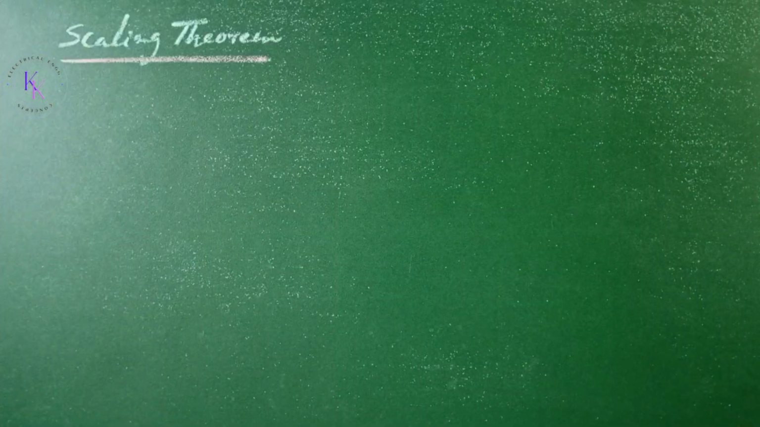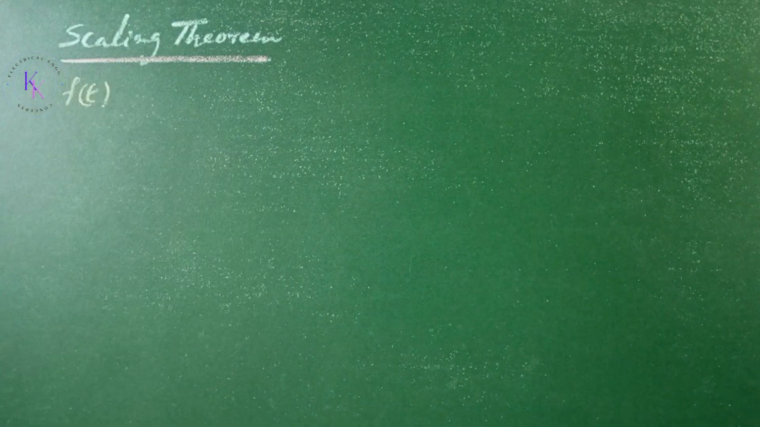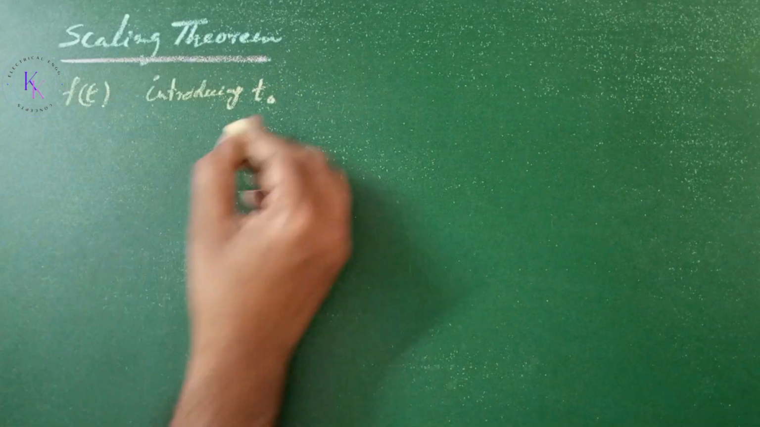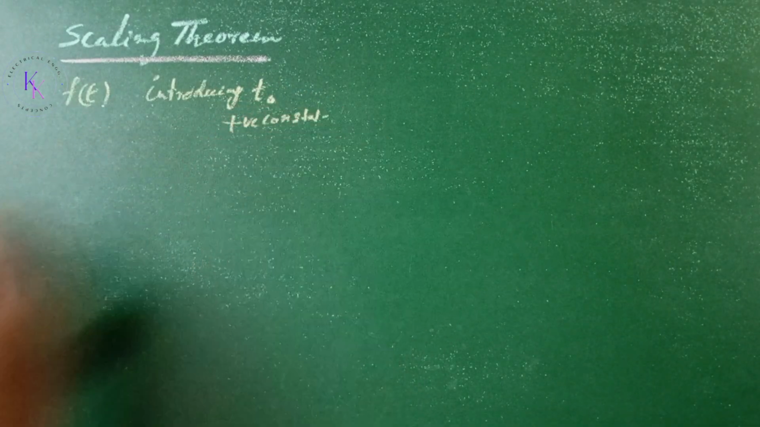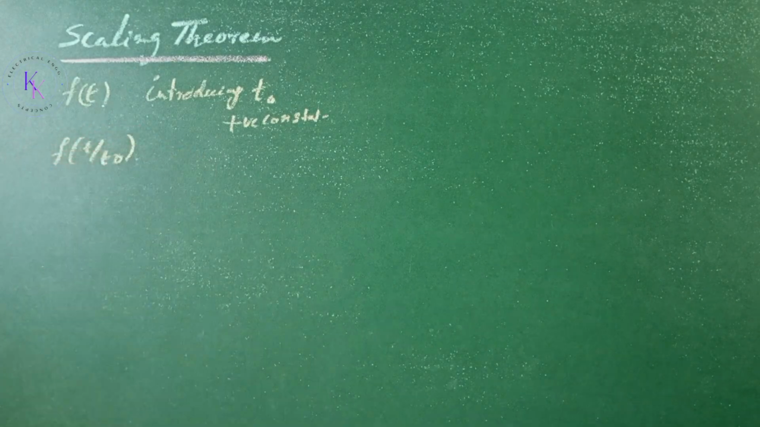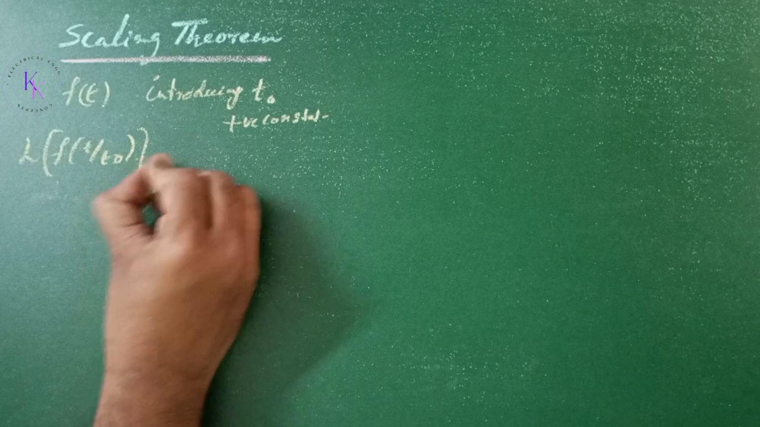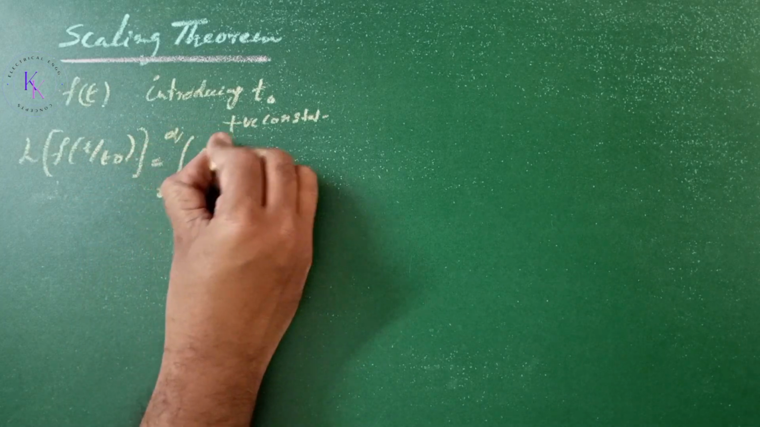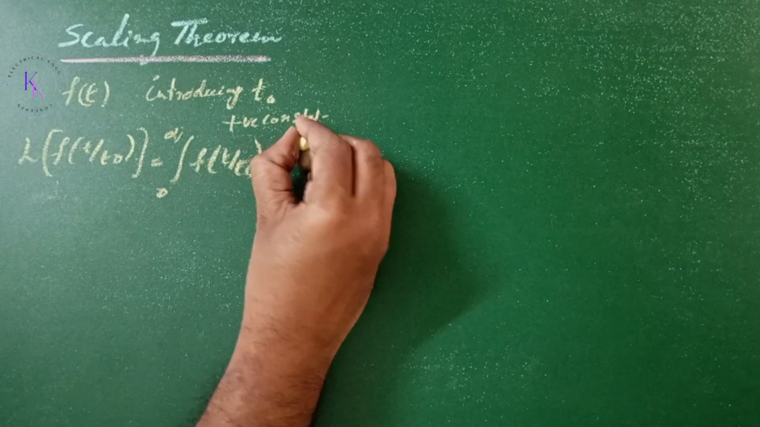Next one, scaling theorem. A scale change is performed on a time variant function f of t by introducing t0 in the time domain, where t0 is a positive constant. The new function is f of t by t0. And the Laplace transform of this new function is given by the integral from 0 to infinity of f of t by t0 e power minus st dt.